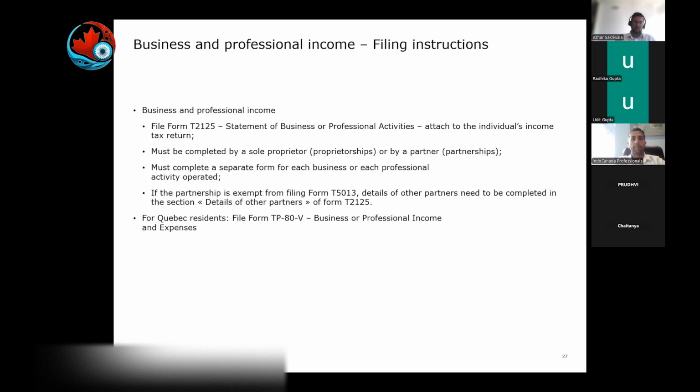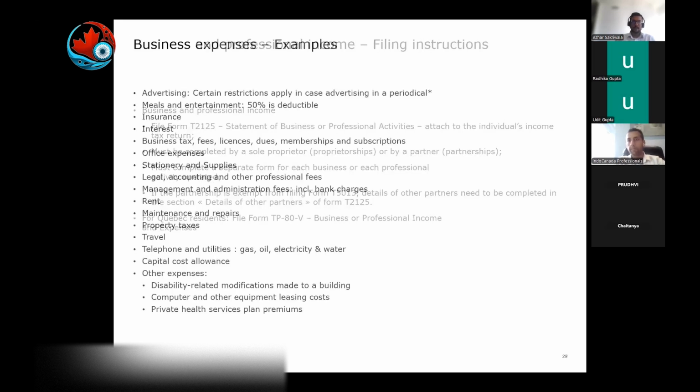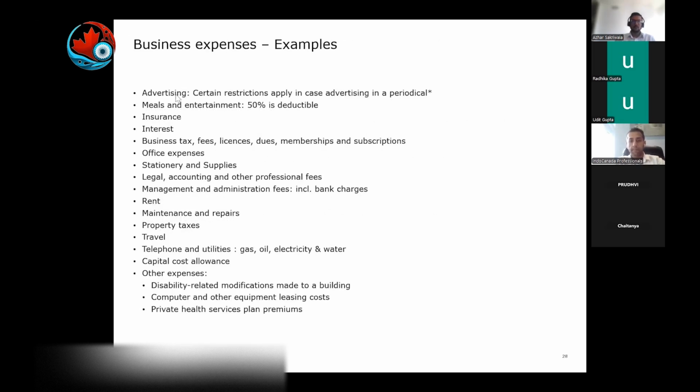Business income has to be reported in the form T2125, which is the designated form where you report the income and expenses. And this is a list of all the possible expenses that you can claim. If you're incurring expenses for advertising, legal expenses, rent, maintenance, insurance, business taxes. For any meals and entertainment, you get a deduction of the expense. So if you're taking out clients for some meals, only half of those expenses are allowed as a deduction.